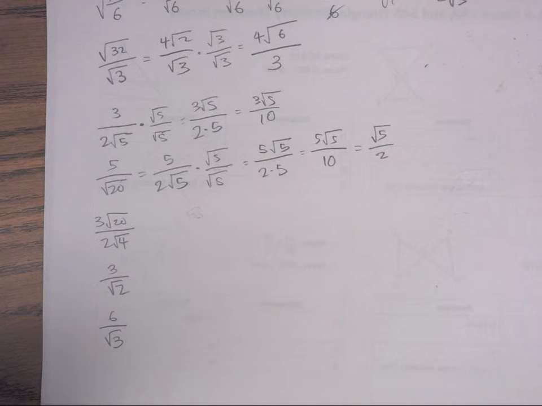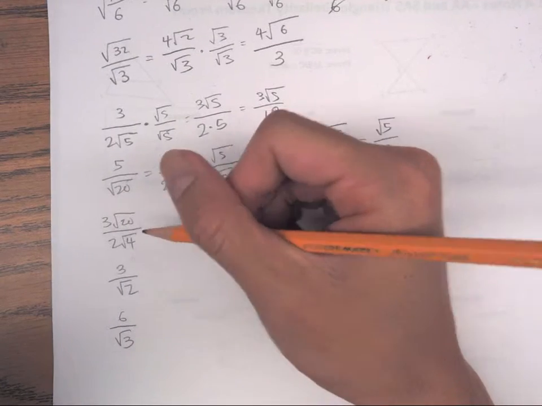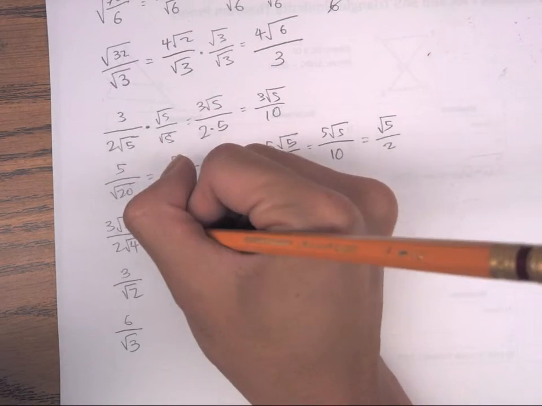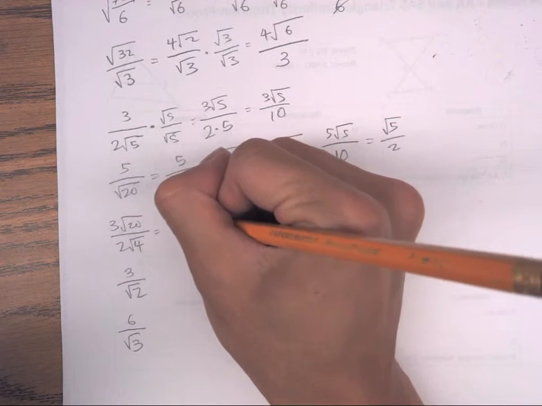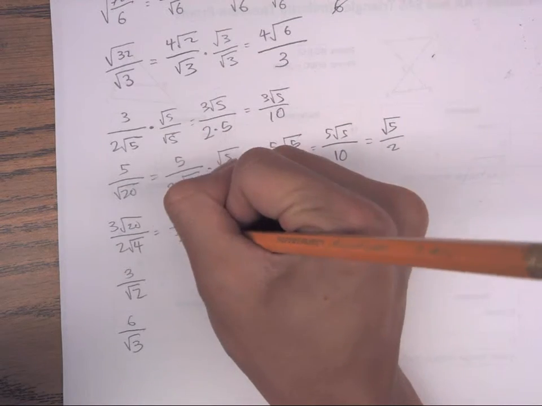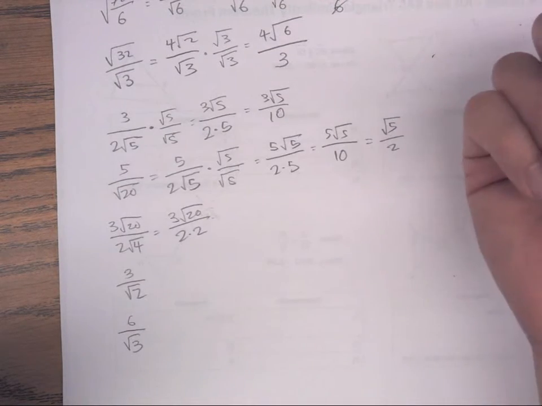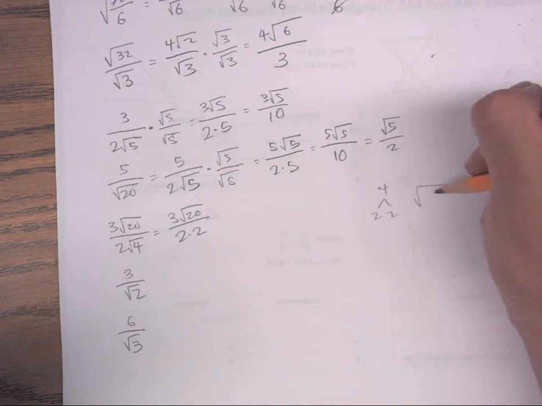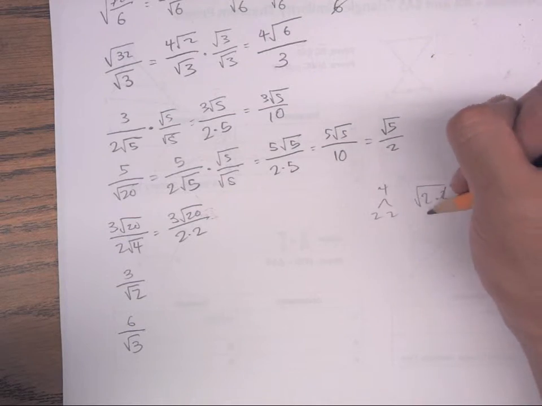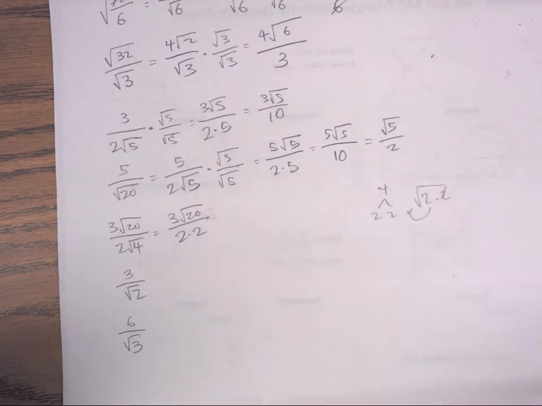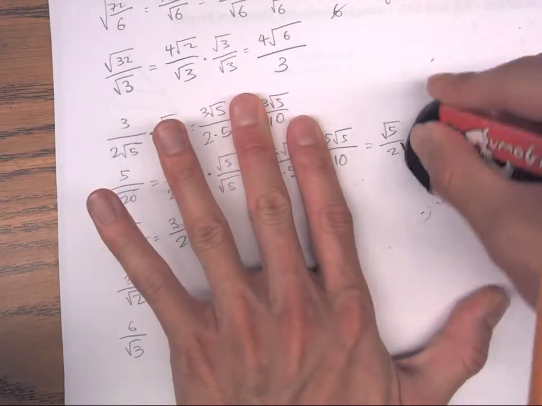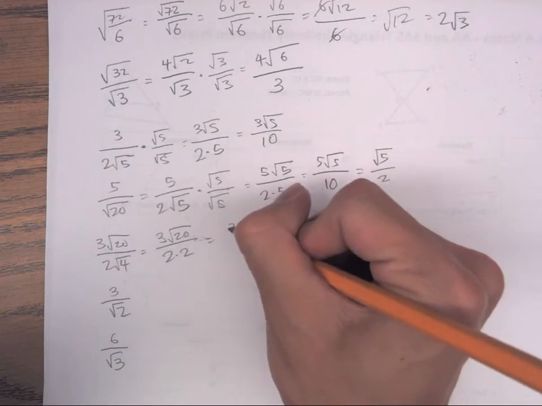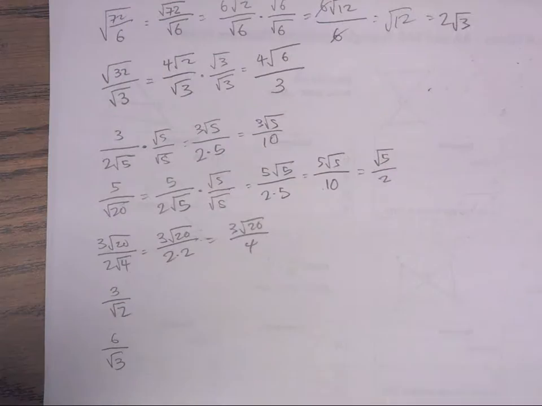Right. This one. 3 square root 20 divided by 2 square root 4. If you know what the square root of 4 is, go ahead and simplify that. This is 3 square root 20 divided by 2 times 2. Square root of 4 is 2, because 4 breaks up into 2 and 2. If you had to do that, 2 times 2, 1 gets shot, 1 comes out. Nothing in the square root, it's just 2. So here, this is 3 square root 20 divided by 4.